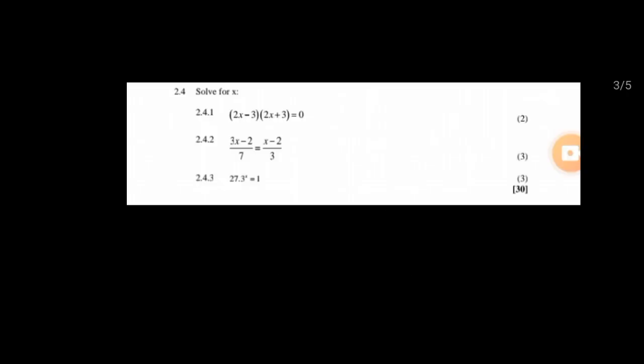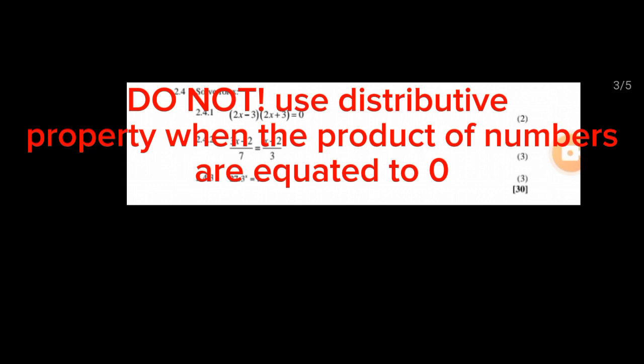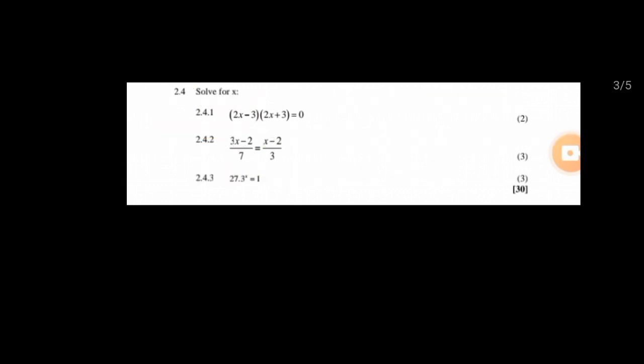This is another question paper, still solve for x. So level 2.4.1: 2x minus 3 multiplied by 2x plus 3 equal to 0. This one, the brackets are distributive property. There's nothing wrong with that, but it will take long. What you must know is that whenever only the brackets are multiplied and equal to 0, for as long as only the terms are multiplied and equal to 0, you can take each one of them and equate it to 0.